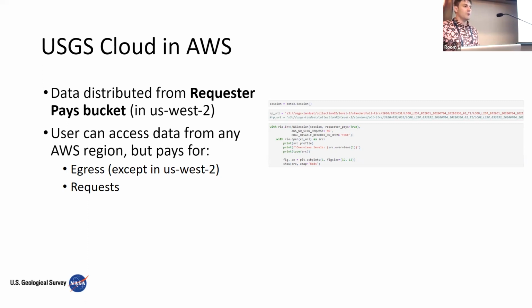But if you are accessing the data out of region, you're paying for that egress, and you're paying for requests. Even within region, if you're accessing that data, you're paying for requests made. Those are just some things to be aware of when you're building out workflows that are using COGs, and I think probably other data formats, to be considered.